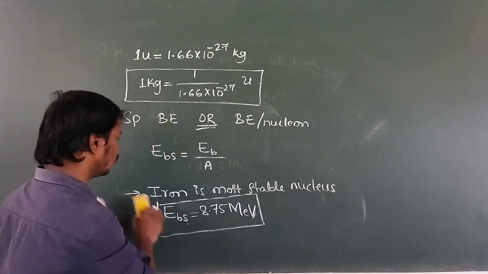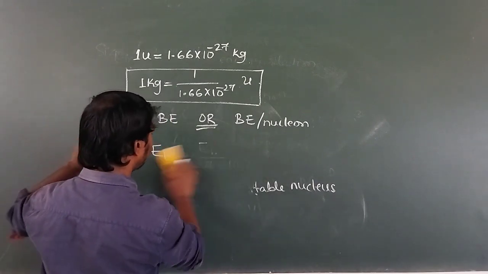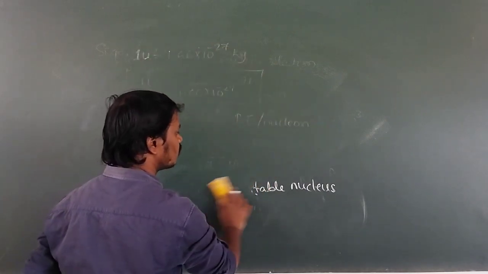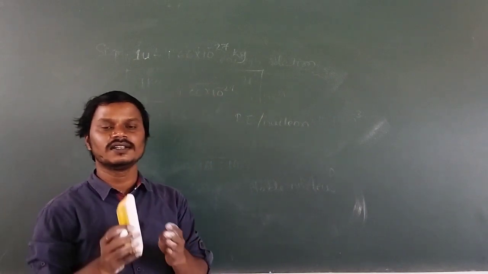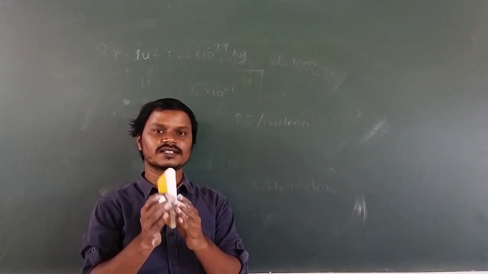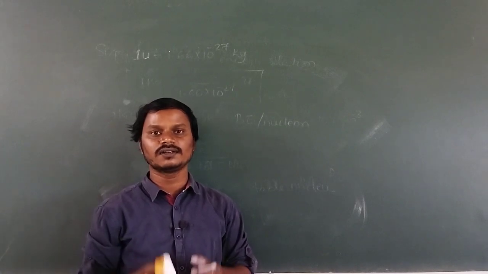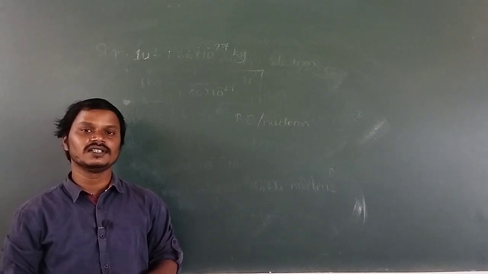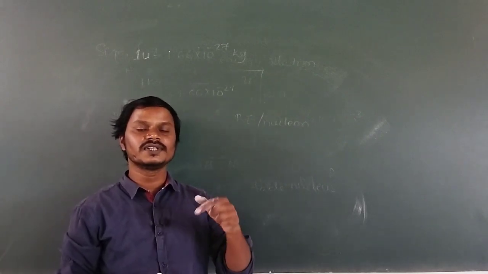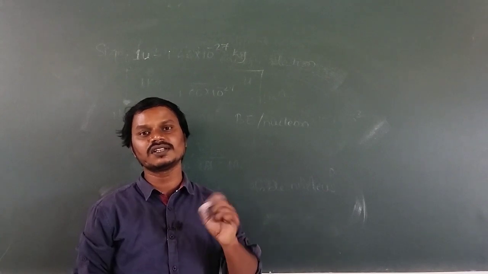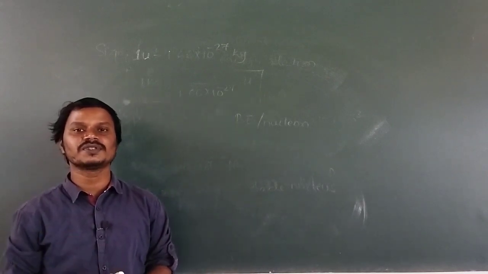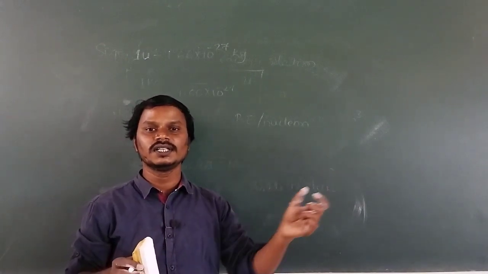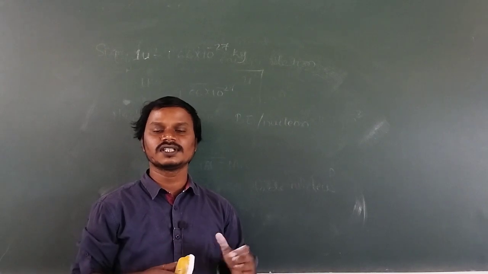Next one, nuclear fission and nuclear fusion. What do you mean by fission? Fission means a heavy nucleus breaks up into two lighter nuclei, or two nuclei with comparable masses, with the release of energy. Fission occurs in heavy nuclei, but fusion occurs in light nuclei. Fusion is the combination of two lighter nuclei to form a single nucleus.